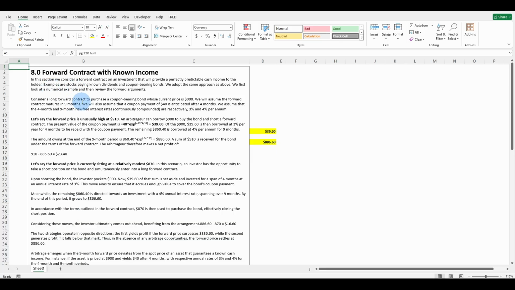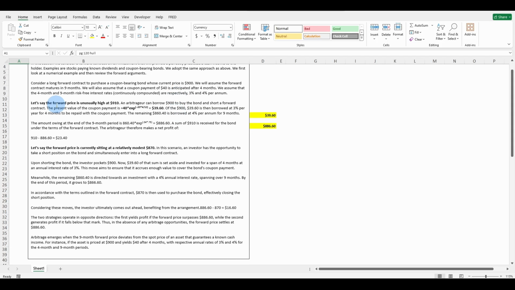Consider a long forward contract to purchase a coupon-bearing bond whose current price is $900. We will assume the forward contract matures in 9 months. We will also assume that a coupon payment of $40 is anticipated after 4 months. We assume that the 4-month and 9-month risk-free interest rates, continuously compounded, are respectively 3 and 4% per annum. Let's say that the forward price is unusually high at $910.